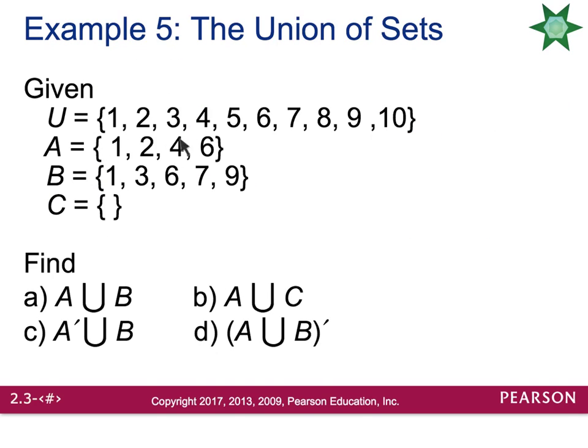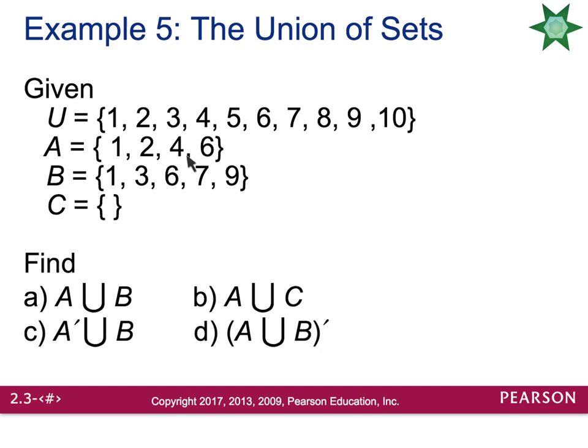So let's say, again, our universal set is 1, 2, 3, 4, 5, 6, 7, 8, 9, 10. Now our A is 1, 2, 4, 6, and our B is 1, 3, 6, 7, 9, and our C is the empty set as before. Now we're going to take A union B. Now remember, we're just collecting everything. When you see that union, you're collecting everything. You're not looking for where they have elements in common. You're just looking for where you have any elements at all that are given.